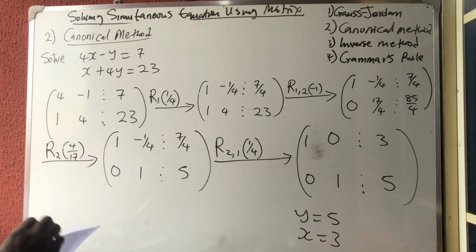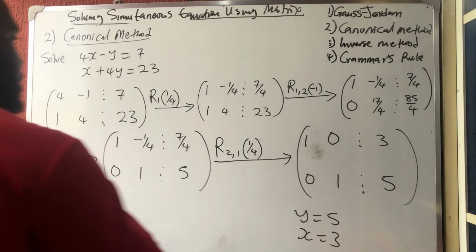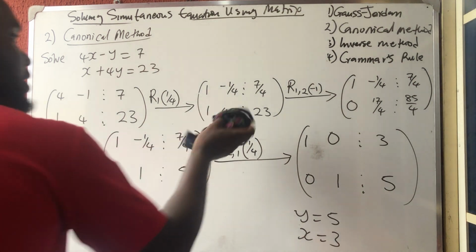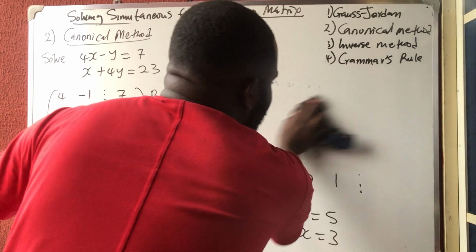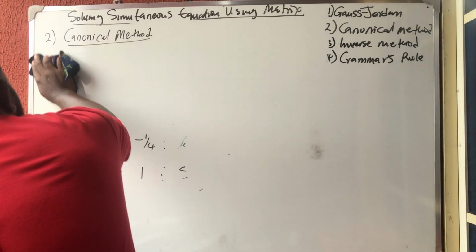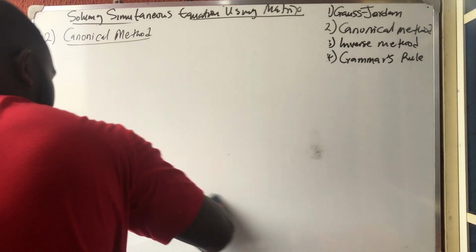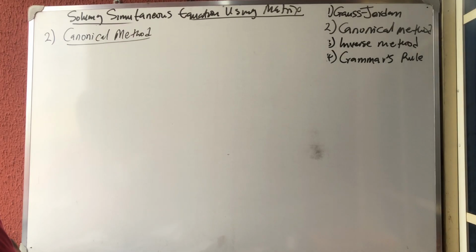So let us solve the other equation again using the same method, so that it will make more sense. Okay, so we have gotten this one now. So let us solve the other one. We got the same answer. So you see that the canonical method is a special type of Gauss-Jordan method. It's a special type of Gauss-Jordan method. So let us solve a 3 by 3 system, 3 equations, 3 unknowns, using this canonical method.